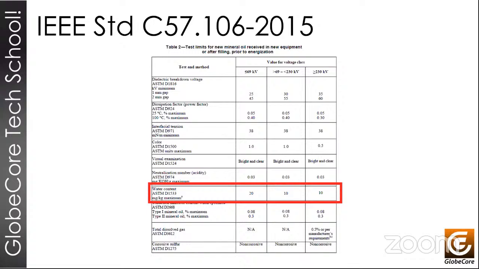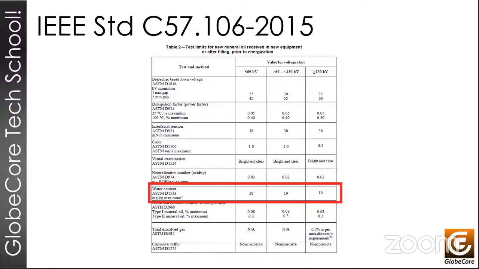For transformers that have been in continuous use, the values differ, and we'll see that we have 35 ppm for 69 kilovolt transformers, as opposed to 25 for 69 to 230 kilovolt transformers, and just 20 ppm for transformers over 230 kilovolts.